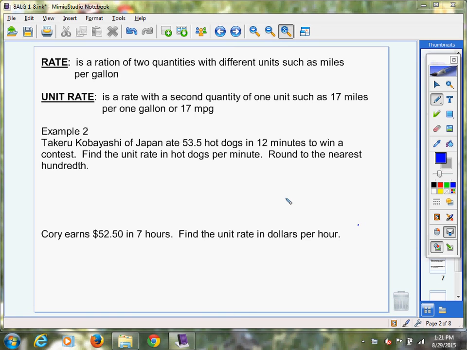Eighth graders, algebra students, we are back at it. We're still in 1.8. And example 2, we're going to focus in on rate.